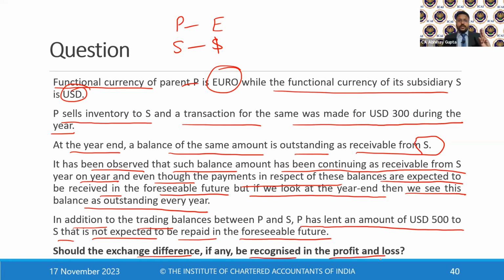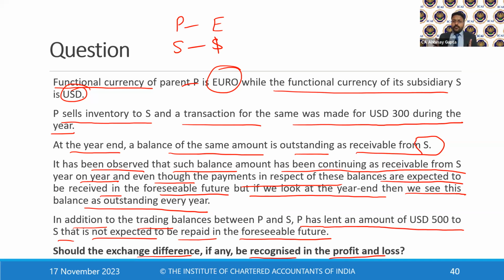Now, there are two things in this question. Number one, the transaction is a sale of goods by the parent company to the foreign operation for which the debtor balance is continuously outstanding and has not been settled by the subsidiary company to the parent company, right? And the loan which the parent company has given to the subsidiary company, for that loan, it is agreed with the subsidiary company that this loan is not expected to be repaid in the foreseeable future. So there are no repayment clauses there, no repayment schedule has been agreed. So this is a kind of perpetual loan to the subsidiary company, right?